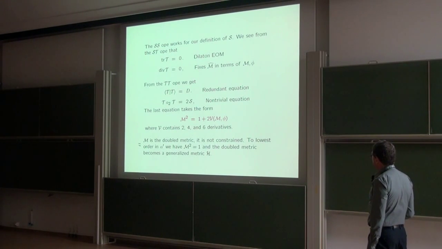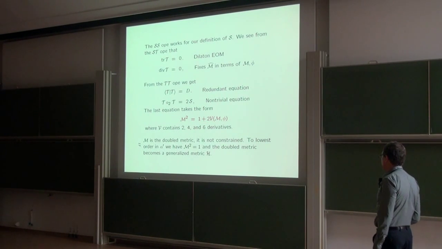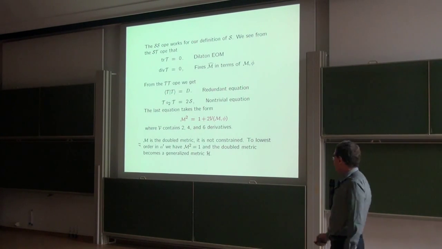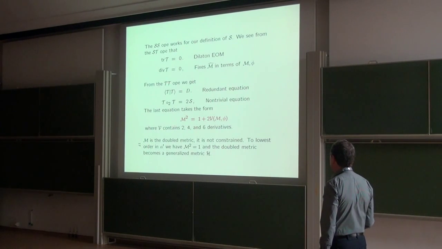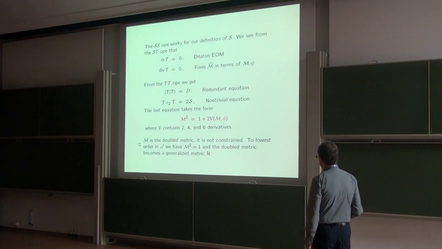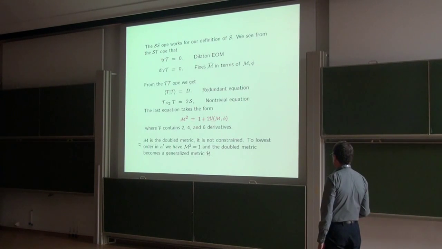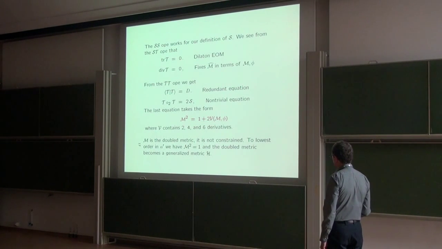By the time you translate it, this equation takes the form of the double metric squared being equal to 1 plus an object with 2 derivatives, 4 and 6 derivatives. So the double metric satisfies this equation, that's the equation of motion. And if you neglect the alpha prime corrections here, it would look like M squared equal 1, which is the thing that the generalized metric satisfies. But on the other hand, for a complete structure, this metric is not the same as the generalized metric.